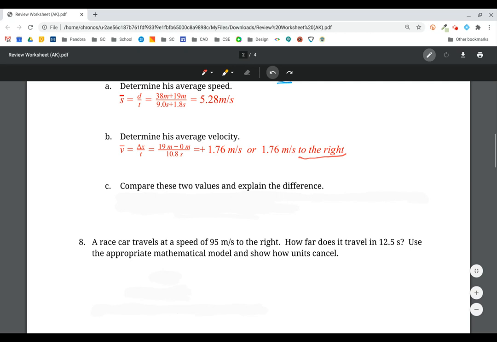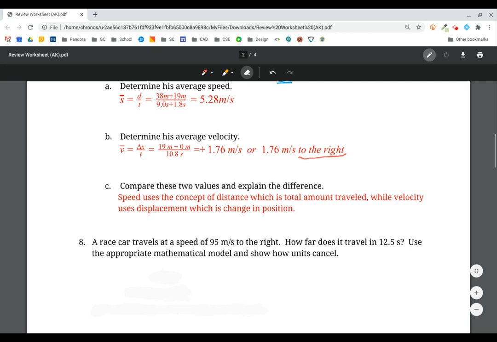And then part C asks us to compare these two values. And because they rely on different numerators, they then have different sizes.